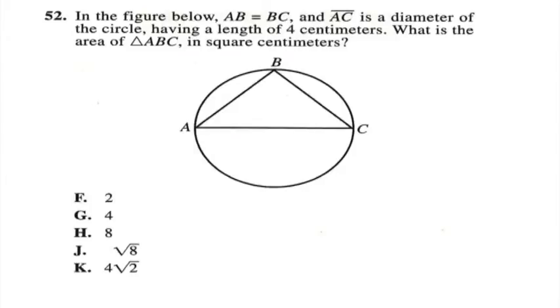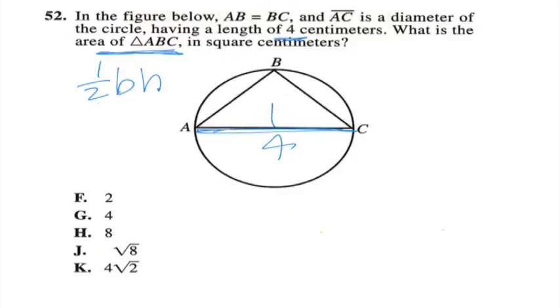52. In the figure below, AB is equal to BC, and AC is the diameter of the circle, having a length of 4 centimeters. What is the area of the triangle? Okay, this one isn't really as much of a circle problem as it is using circle information to solve a triangle problem. They have asked us for the area of the triangle. Remember, when you're going to get the area of a triangle, the formula is 1/2 base times height. I need the base, which they tell me up here is going to be 4.